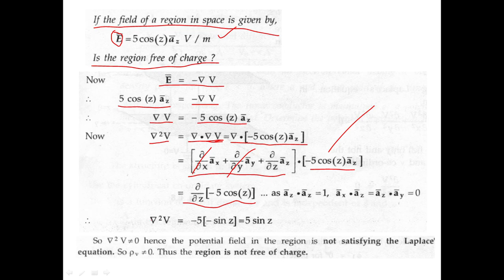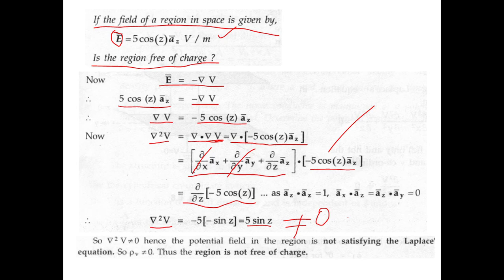When you solve that, you will get del square V is equal to minus 5 minus sin z, which is 5 sin z, which is not equal to 0. Hence, the given region does not satisfy the Laplace equation. Hence, rho v is not equal to 0. So there are some charges present in this region. Hence, the region is not free of charge.